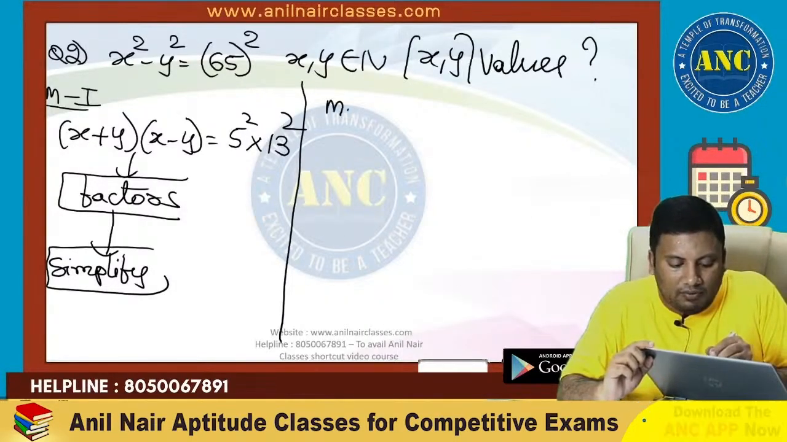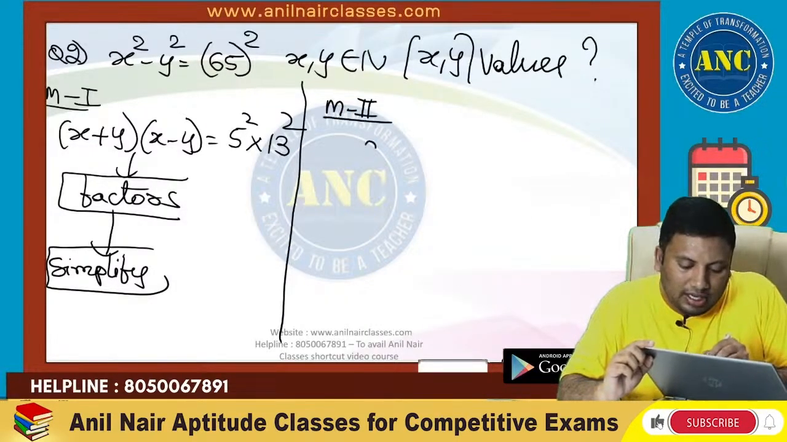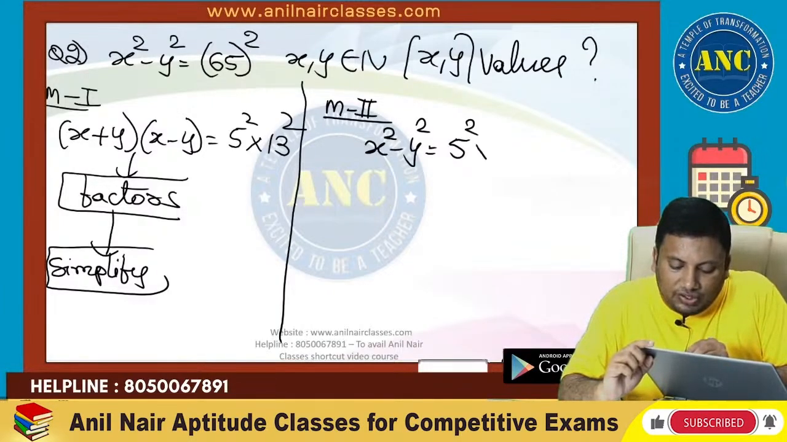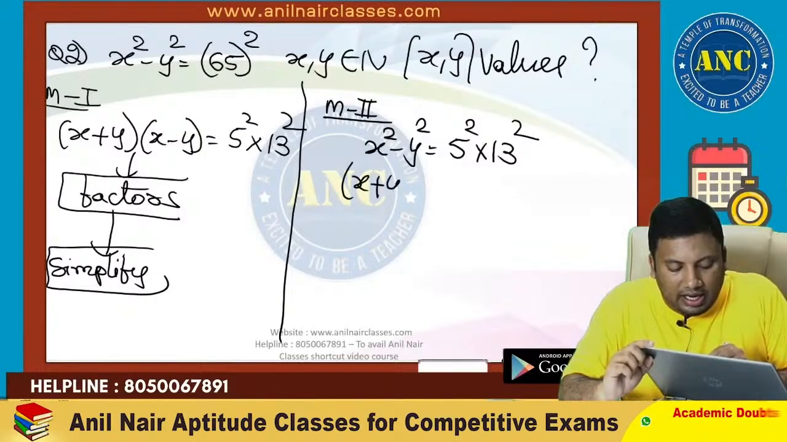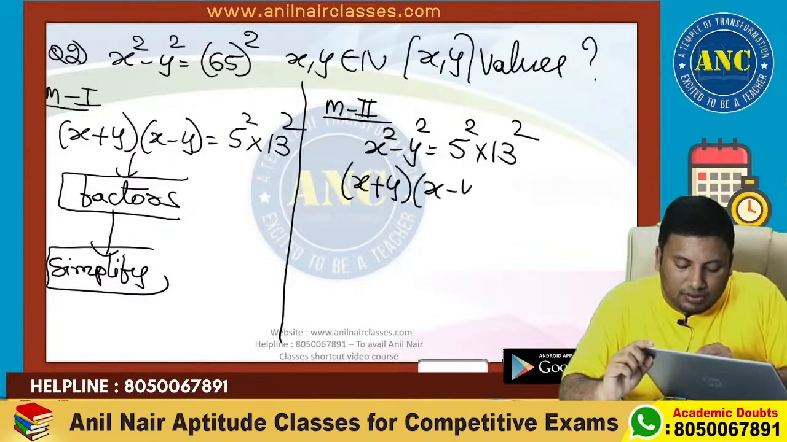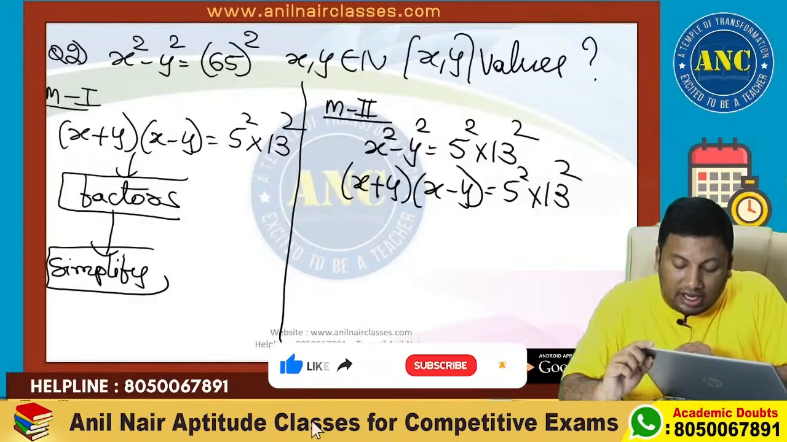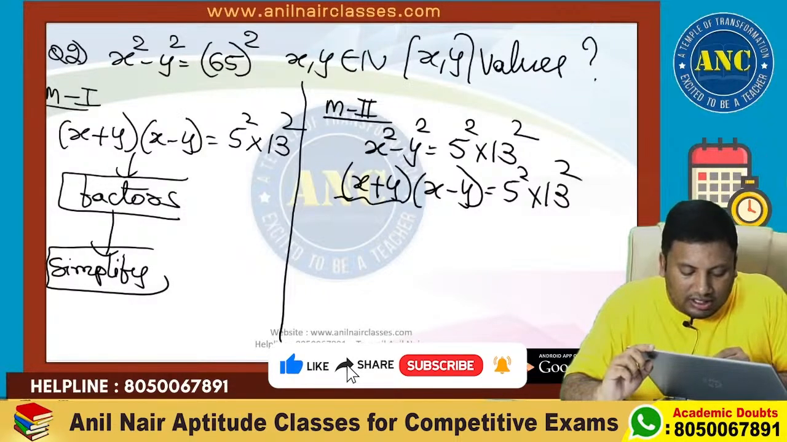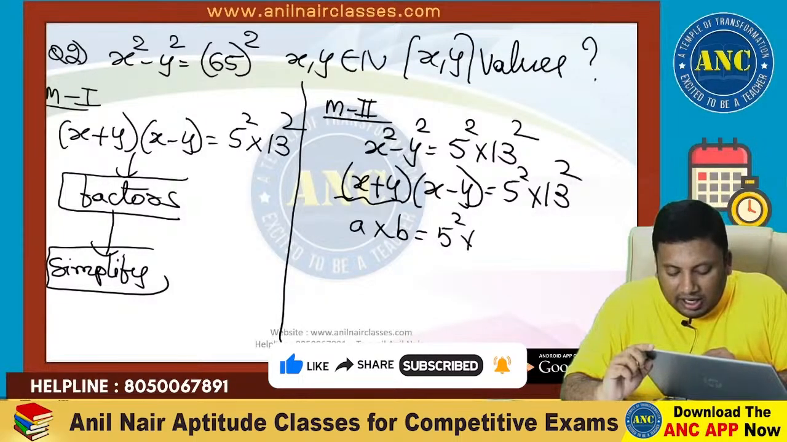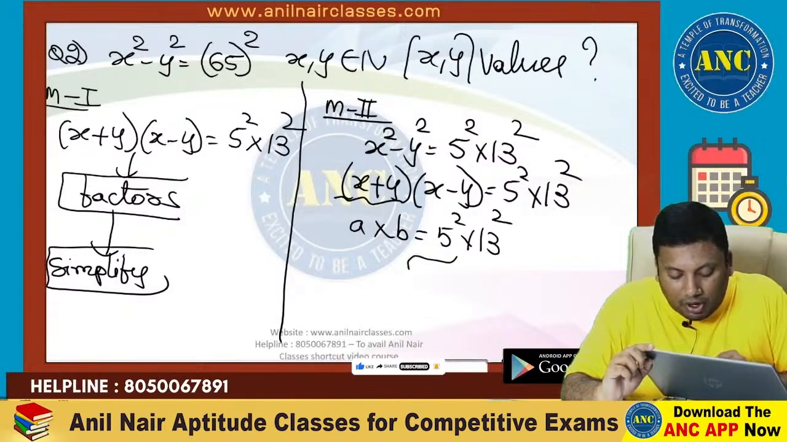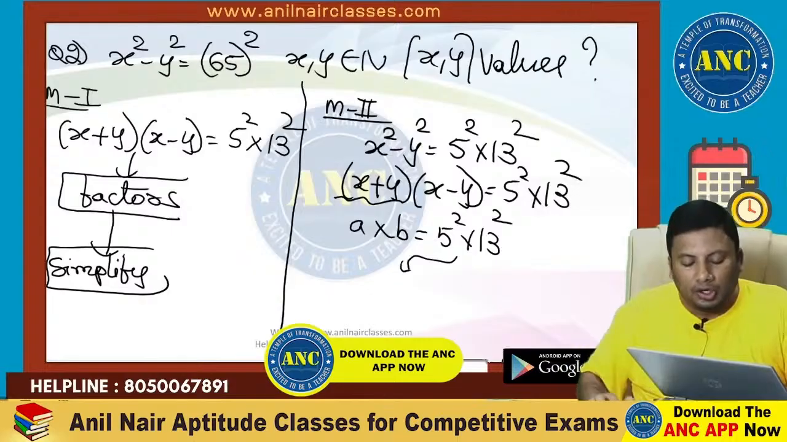How will ANIL NAIR teach you? Method number 2. x square minus y square equals 5 square into 13 square. This is nothing but (x plus y) into (x minus y), equals 5 square into 13 square. x, y are natural numbers. If I call this A, this B. In how many ways can you write a number as a product of 2 variables?